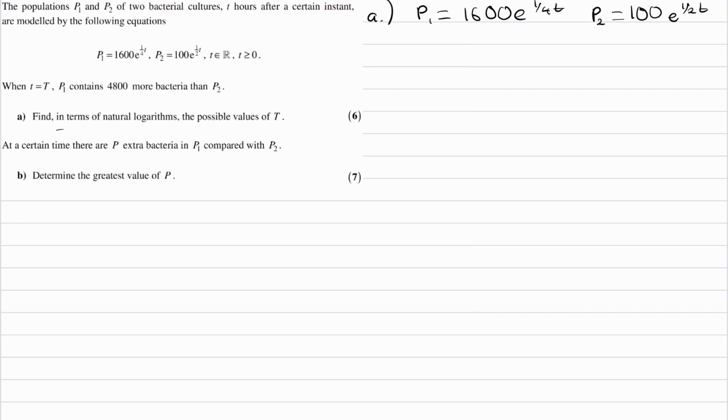So for part A, the hint is to get this as an equation involving P1, P2, and 4,800. Once you have that equation, use what we have for P1 and P2. Once you've put those into the equation, you will have a hidden quadratic, so you have to think about how to solve it, and what substitution to make to solve for t.